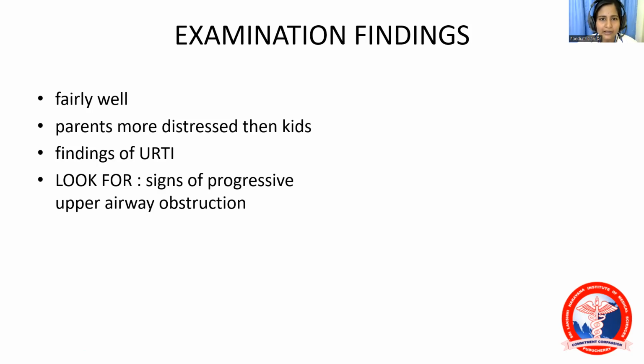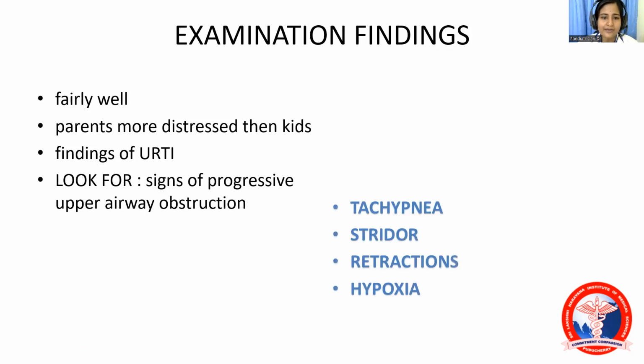Coming to the croup child, while looking at the child, what will you find? The croup child is a fairly well-looking child. As I already said, parents are more distressed than the kids, and you will find prodromal symptoms. Apart from that, you need to look for signs of progressive upper airway obstruction: tachypnea, stridor, retractions, and signs of hypoxia. Stridor doesn't mean it must be loud or that its intensity is increasing. If the upper airway keeps narrowing, the stridor's intensity will become low, a low-frequency stridor, and it will lead to a silent chest.